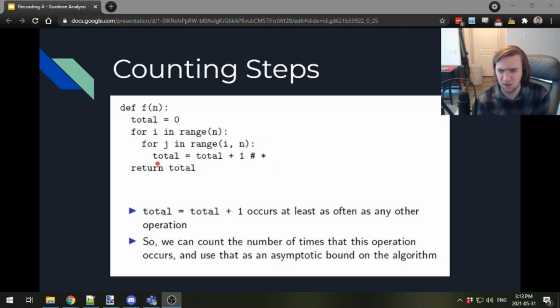Well, it's got to be the one on the inside, right? Assuming that these loops run more than 0 times, which I hope we can assume. If it's less than that, it's so trivial that we don't care. Assuming these loops are running a bunch, the line of code inside those loops gets run the most times. We're going to hit this line of code a lot if n happens to be a big number. So since this line of code occurs at least as often as every other line of code, really what we want to do is just figure out how many times this line of code runs, and we just use that as our determiner.